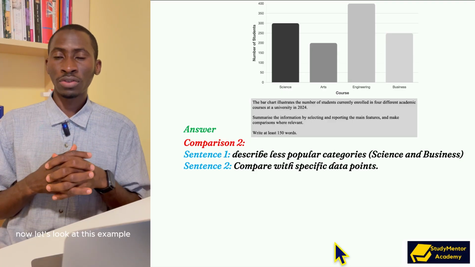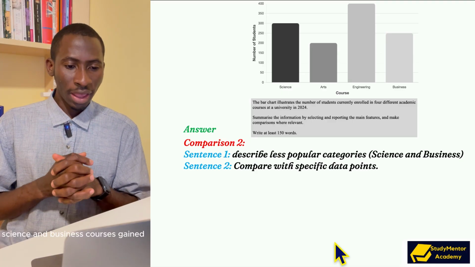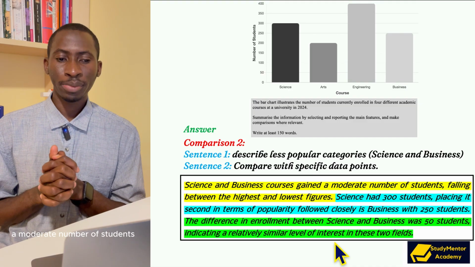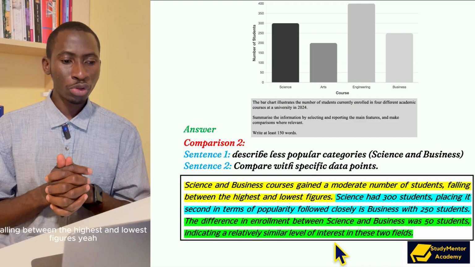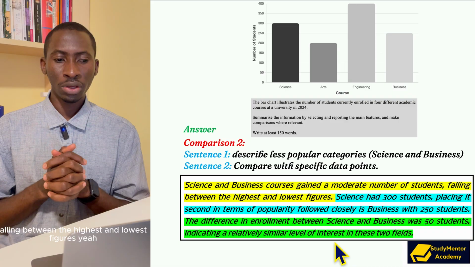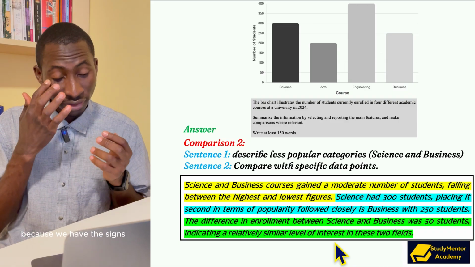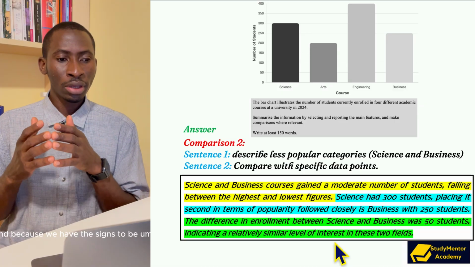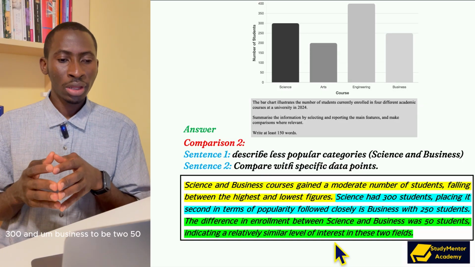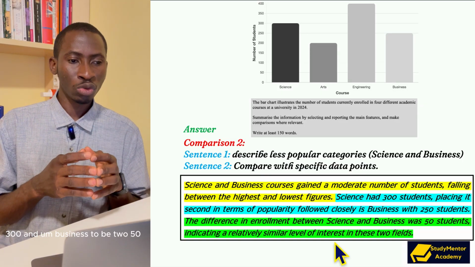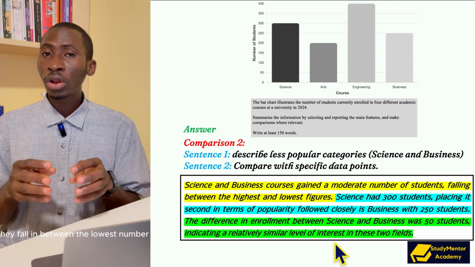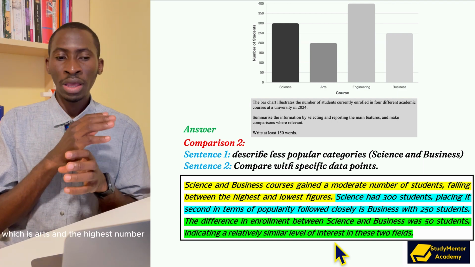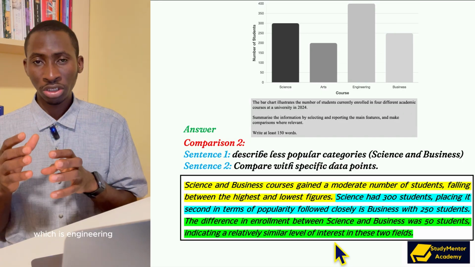Now let's look at this example. Science and business courses gained a moderate number of students, falling between the highest and lowest figures. Yeah, because we have science to be 300 and business to be 250, they fall in between the lowest number, which is arts, and the highest number, which is engineering.